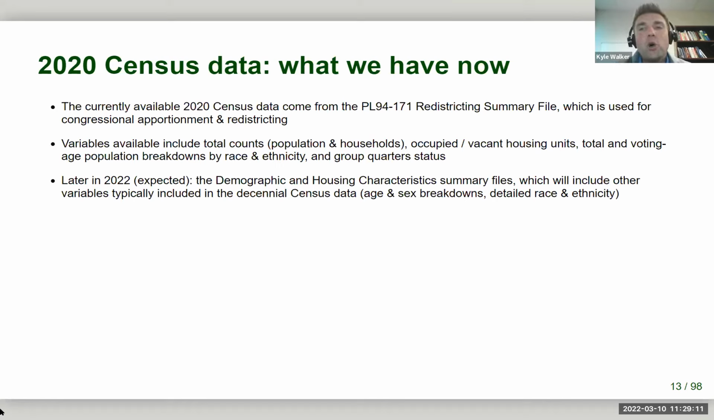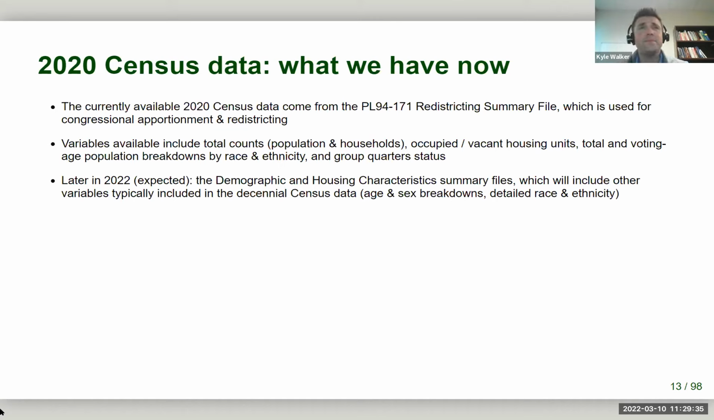What that means is we don't yet have all the variables that we typically get with the decennial census. So we have total counts, population and households, we have occupied and vacant housing units, and then we have total population and voting age population breakdowns by race and ethnicity. And then we also have group quarters status.